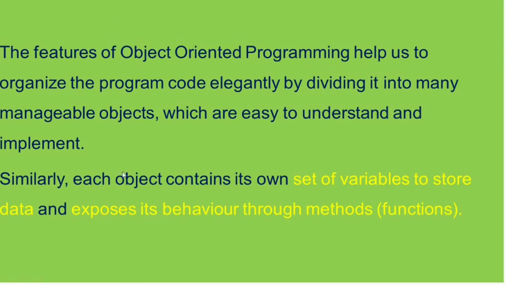Then similarly, each object will contain its own set of variables to store the data. This simply means that each attribute of an object, since an object has different attributes, is going to be represented by variables. Different variables will signify different attributes, and these objects will expose their behavior through methods or functions.